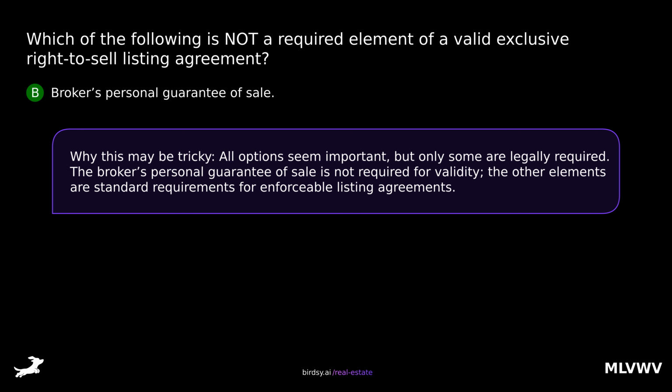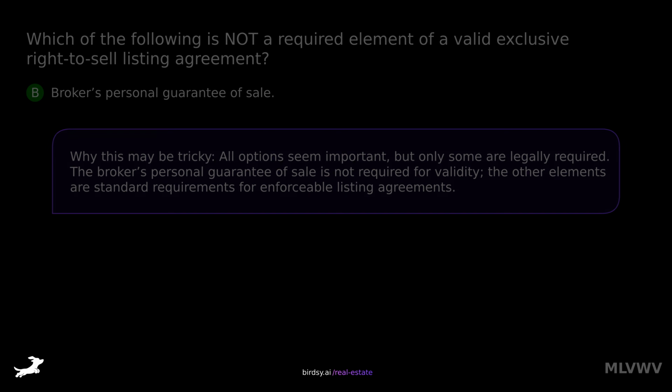Why this may be tricky. All options seem important, but only some are legally required. The broker's personal guarantee of sale is not required for validity. The other elements are standard requirements for enforceable listing agreements.